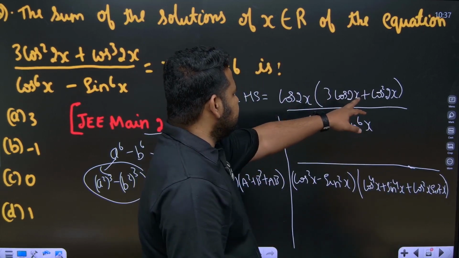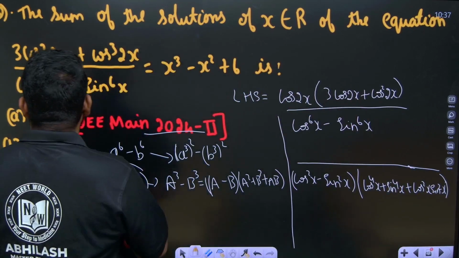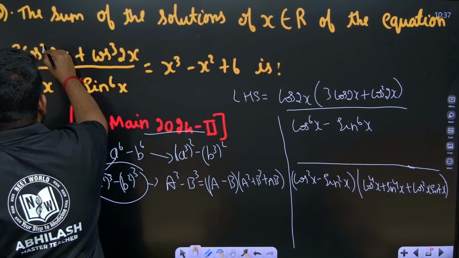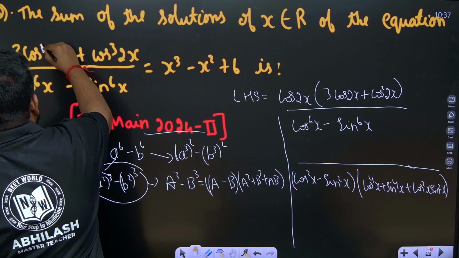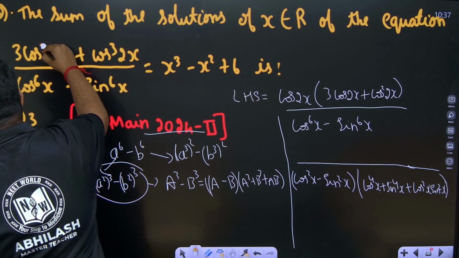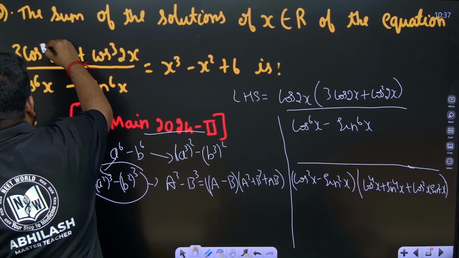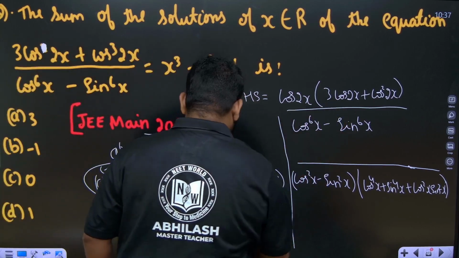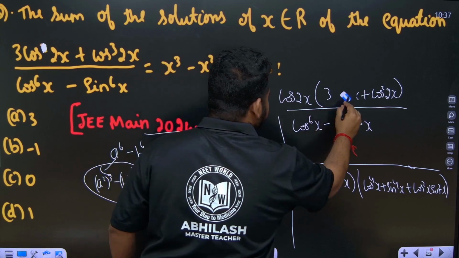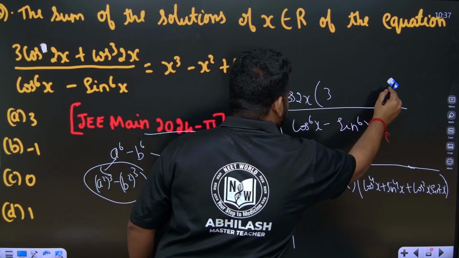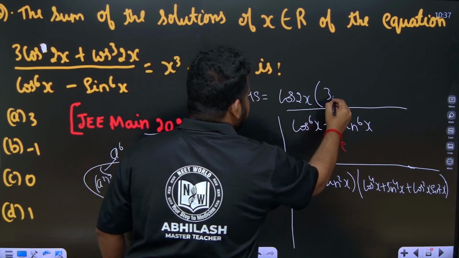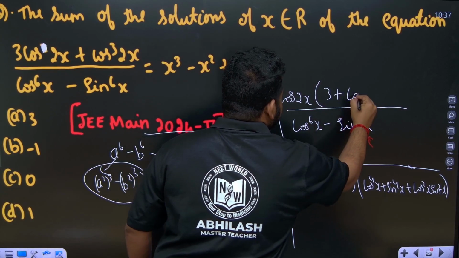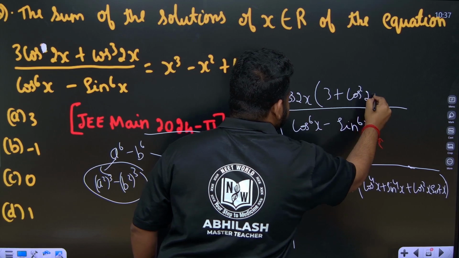This is 3 cos 2x into cos square x. Actually the question is not cos square x, this is just cos 2x. Make some correction in the question. In the PYQ you know that this is just cos 2x. So if you take cos 2x common, here we will have only 3 plus cos square 2x.